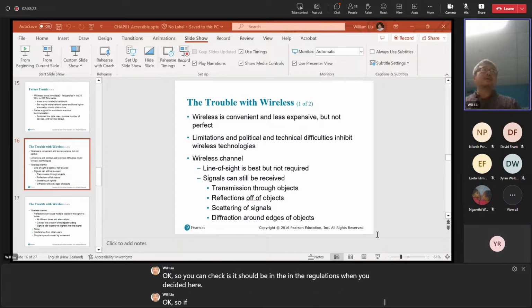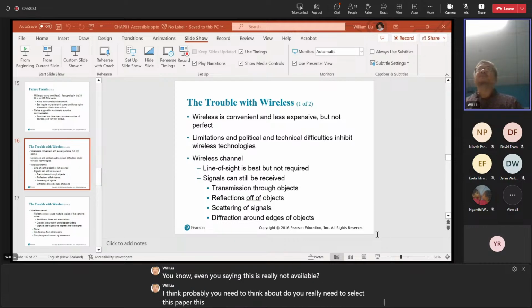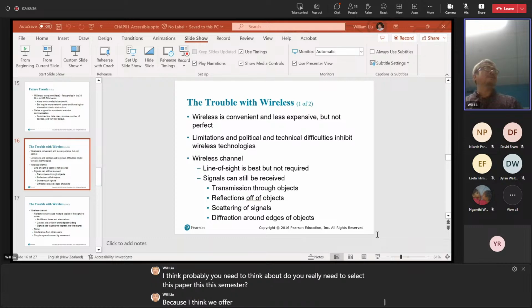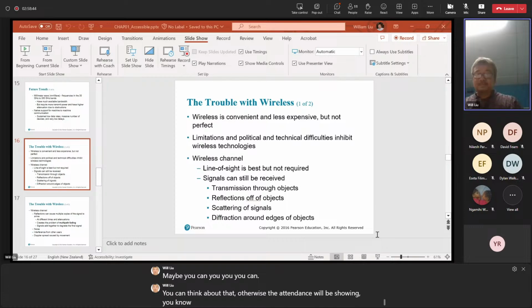If you cannot come, and you say, hey William, sorry, this is really not available, then you probably need to think about whether you really need to select this paper this semester. I think we offer a similar paper next semester as well. Maybe you can think about that. Otherwise, the attendance will show you not here.